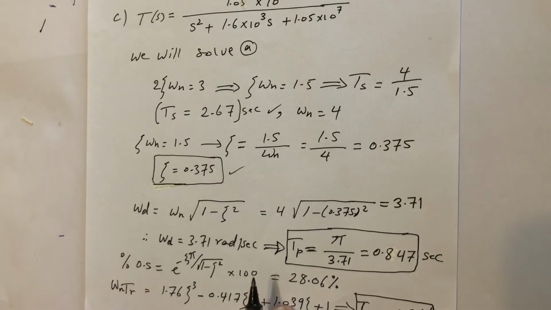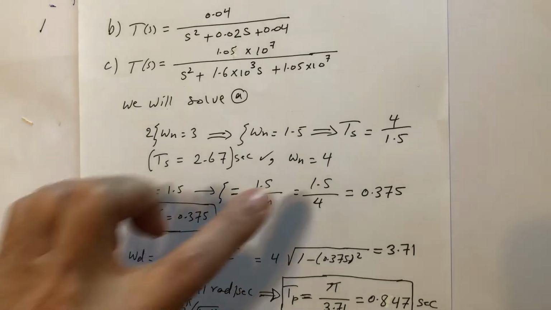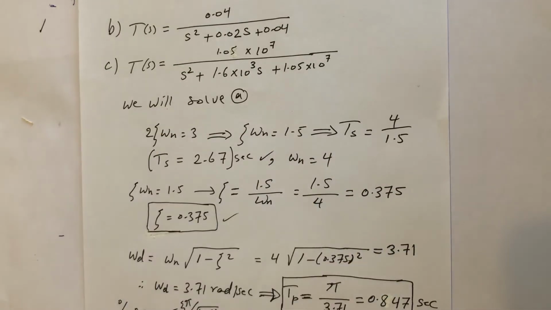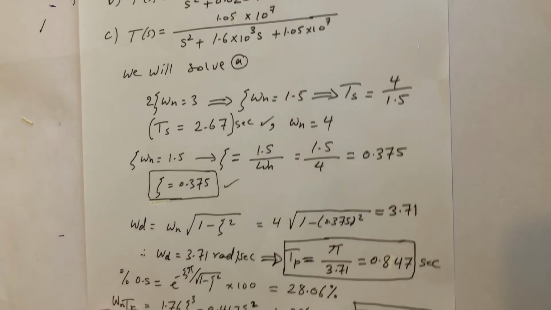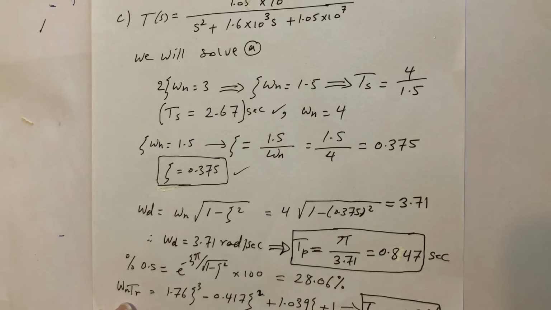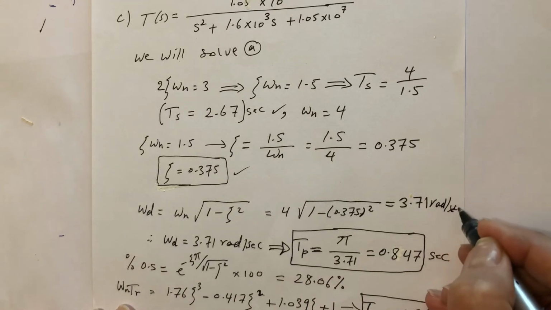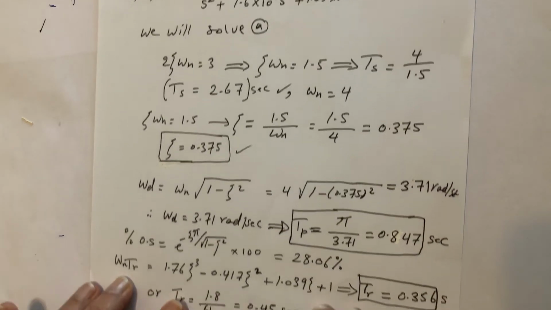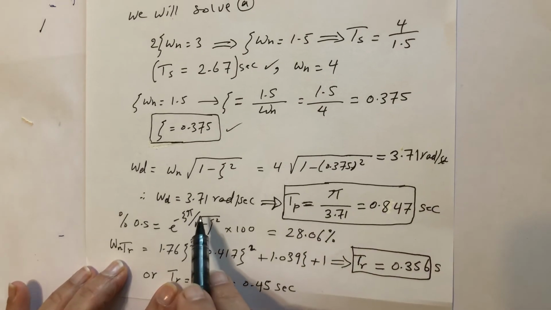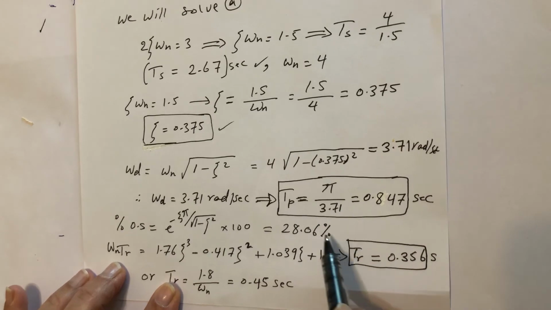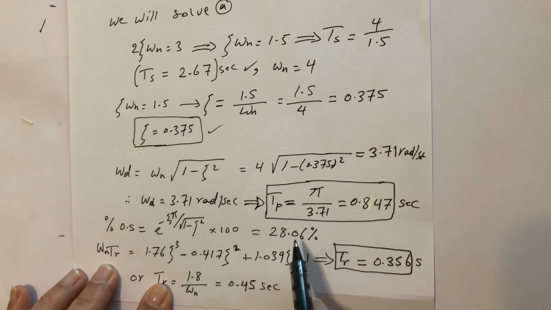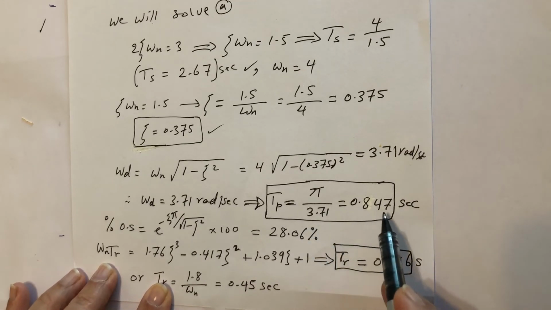Remember, as I told you before, omega n is 4, omega d is 3.7, and I told you that omega d is always smaller than omega n. Okay? Of course, the unit is rad per second. Okay? Now, omega d equal 3.71, then Tp equal pi over 3.71, and it's equal 0.847.